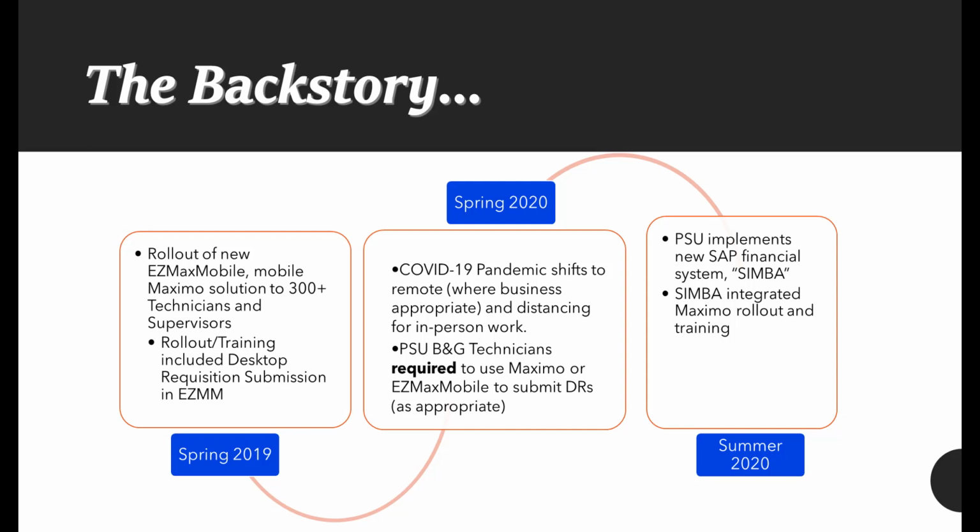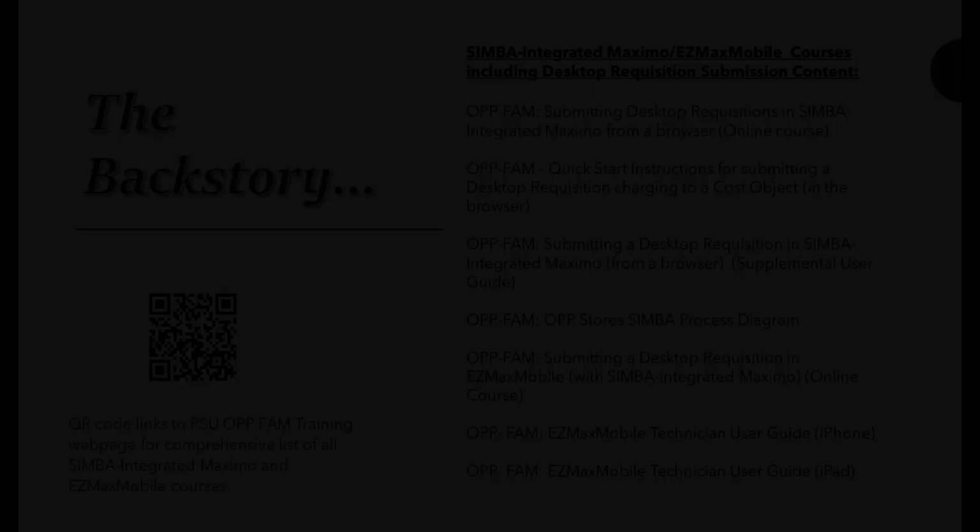The requirement of buildings and grounds technicians to order routine task-based materials via Maximo came at a reasonable time, as simultaneously in the spring of 2020, we, along with other units across the Commonwealth, were preparing for a university-wide transition to a new financial system, and we knew this would require retraining of our users. The integrating of the new financial system afforded another opportunity since the rollout of our mobile solution to reskill employees on the changed process and functionality to submit desktop requisitions.